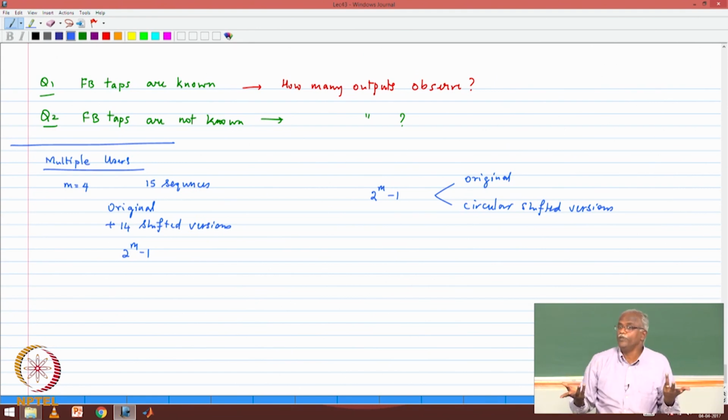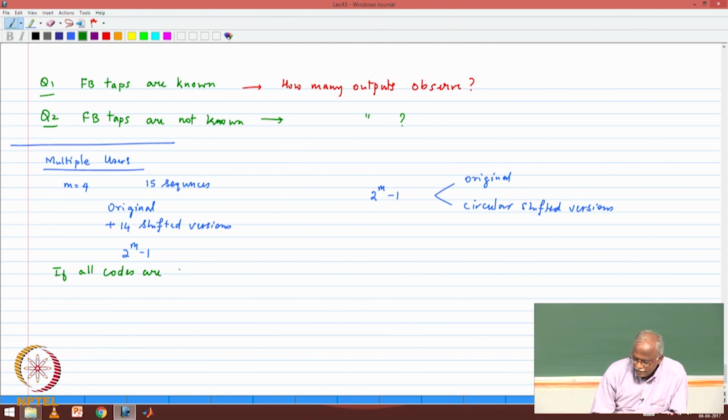Now, I do not know whether these 3 are multipath of yours or are they independent users. I have no way of knowing, because the multipath will look exactly the same. It will look like one shifted version, and I will not find the difference. So, there is a confusion between multipath and multi-user. If all codes are assigned, I have a problem.